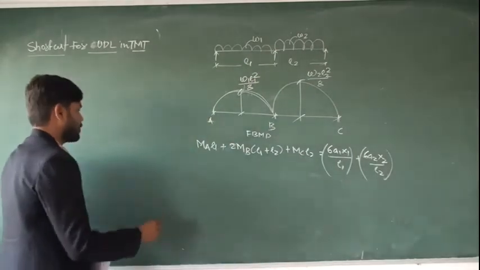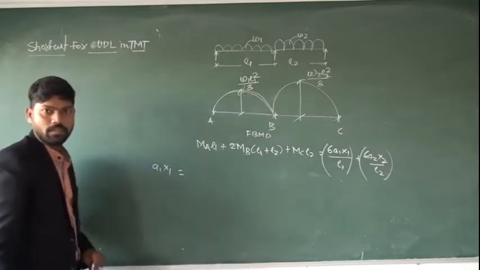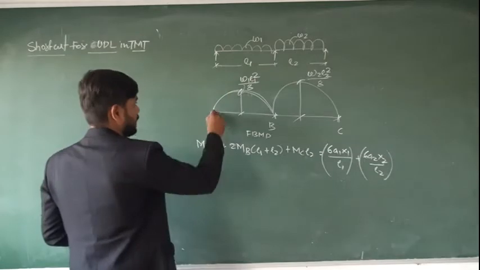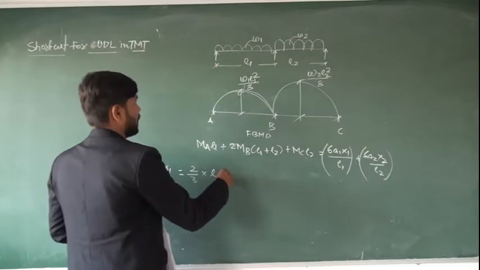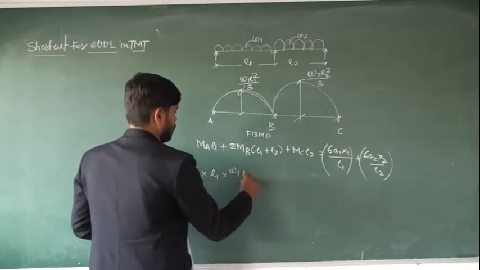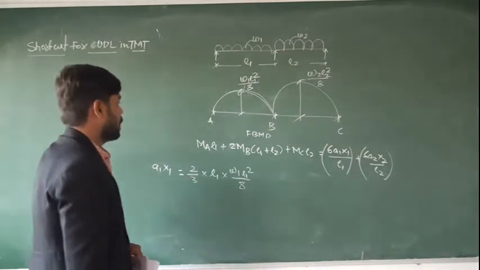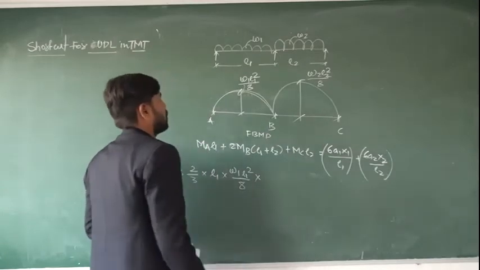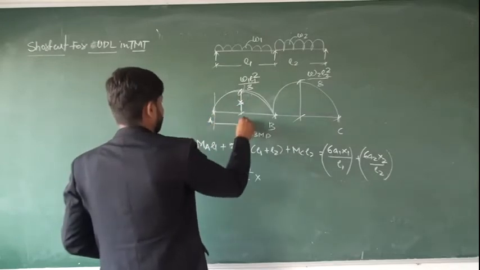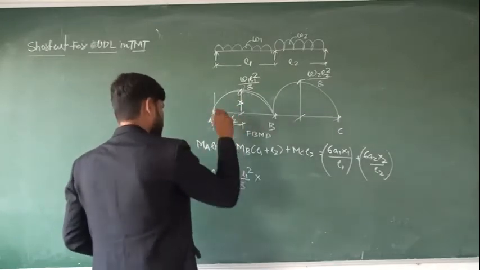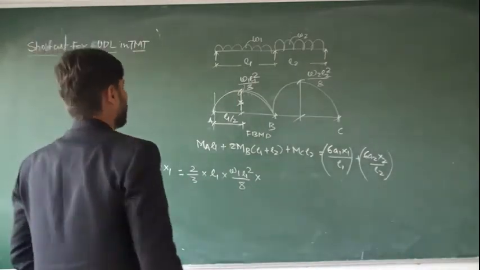Now try to find a1x1. A1 is the area of this parabola, which is 2/3 of the base L1 times the apex W1 L1 square divided by 8, and its CG will be at L1 by 2 from A, because the parabola is symmetrical.